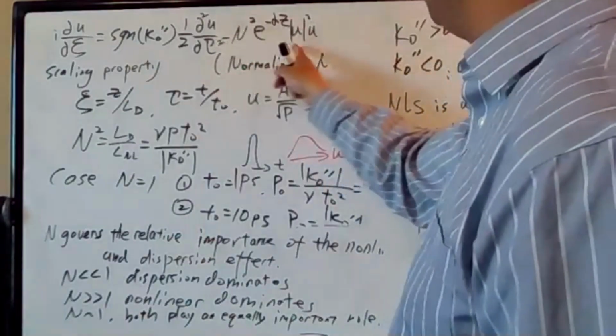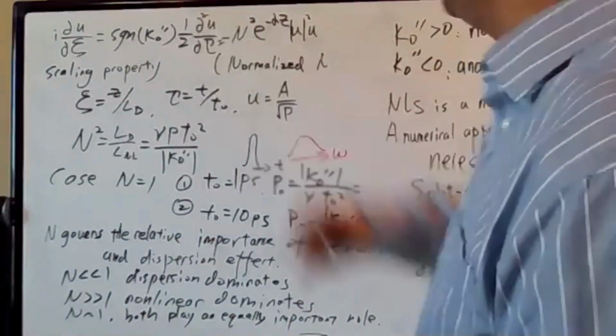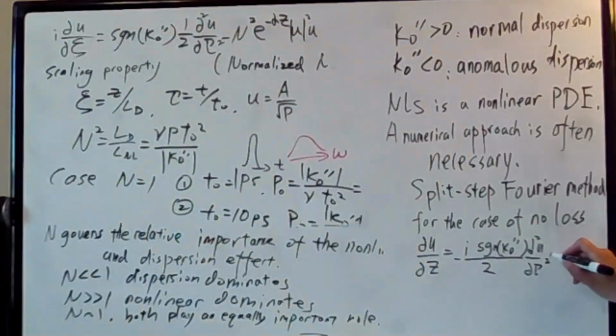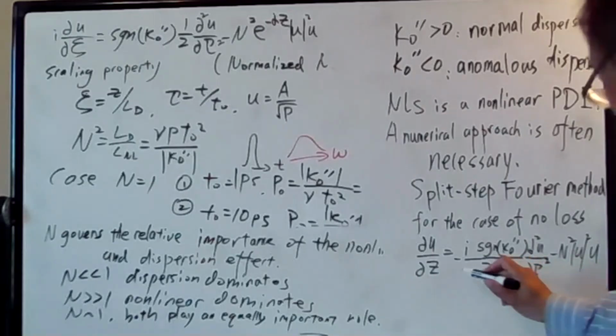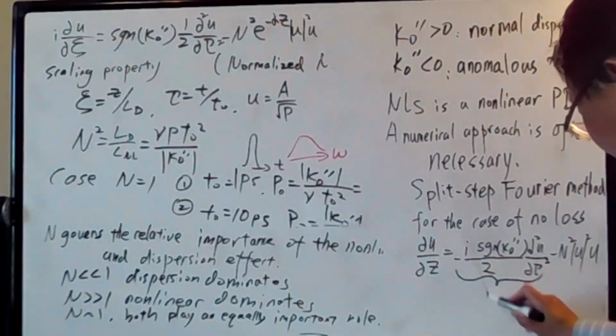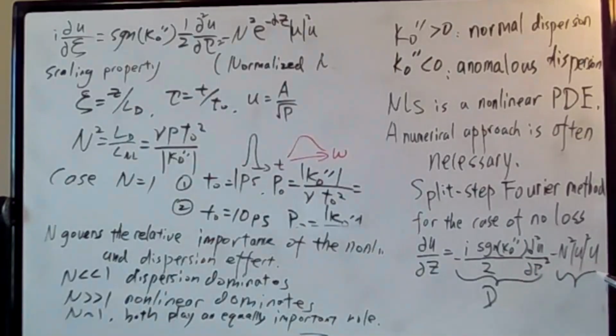Then you have u. It's actually nonlinear, even if you remove the u squared. Minus n squared, u squared u, so this determines whether nonlinearity or dispersion dominates. Now let's separate out: this is the dispersion effect, and this is the nonlinear effect.